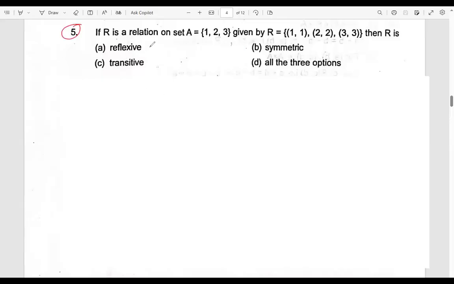Now we are on question number 5. In this question, a set is given as {1, 2, 3}, and the relation is defined with the ordered pairs (1,1), (2,2), (3,3). Now, clearly, this is an identity relation, right? All the elements 1, 2, 3 have their ordered pair present. So identity relations are always equivalence relations. So it is reflexive, as you can see (1,1), (2,2), (3,3) belong to R, symmetric, as well as transitive.